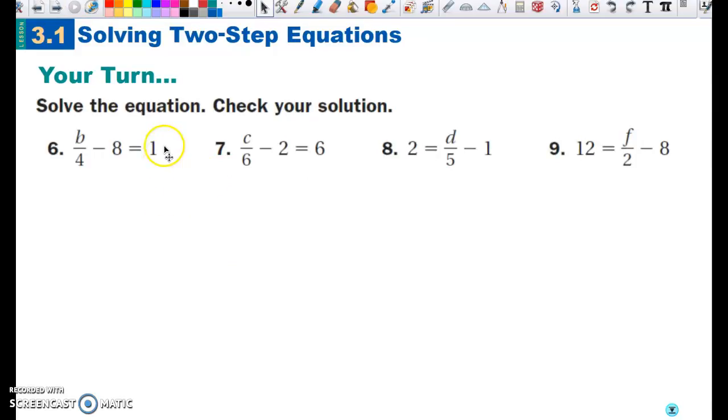Okay, it's time to solve and do some work yourself. So again, pause the video. Give about 5-6 minutes for students to complete this work. If they need more time, then give them some more time.